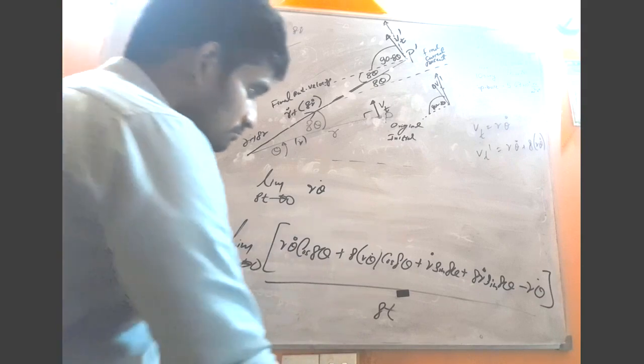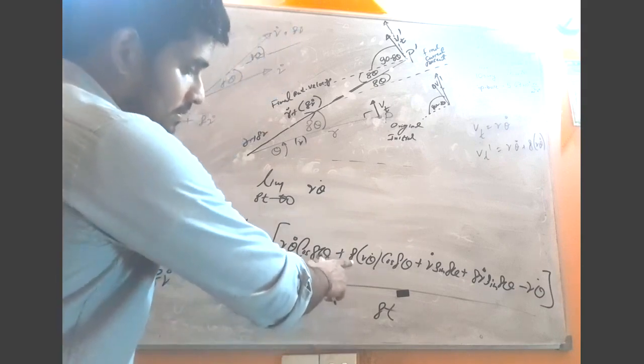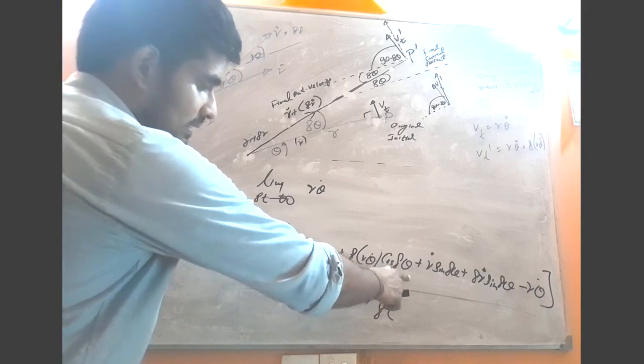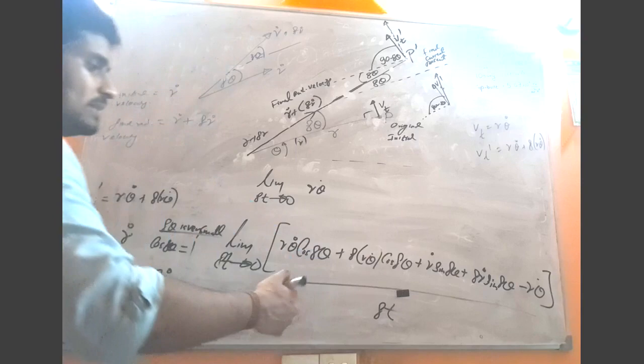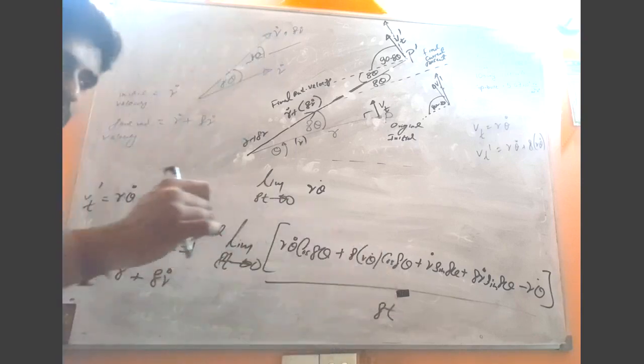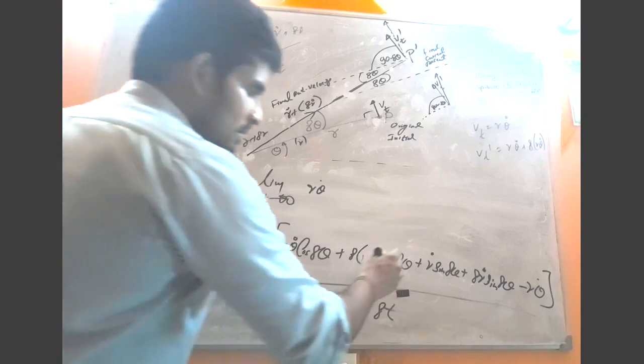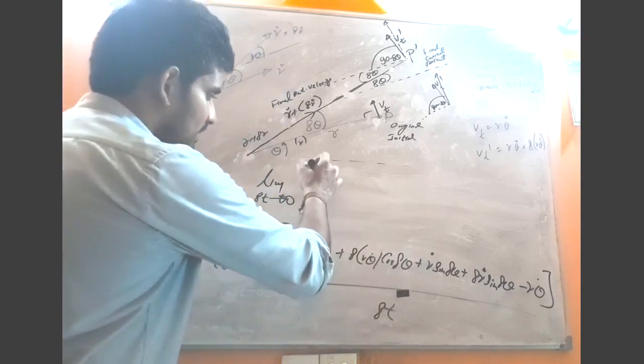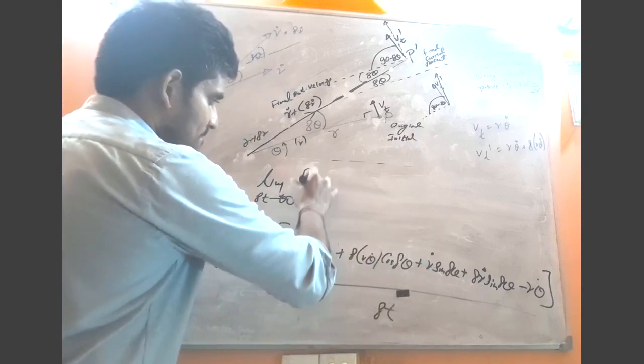Now here we are having delta r theta dot cos delta theta. So here also, we know that delta theta is very small, right? So then no problem, this cos delta theta will become 1. So here we will be getting what?